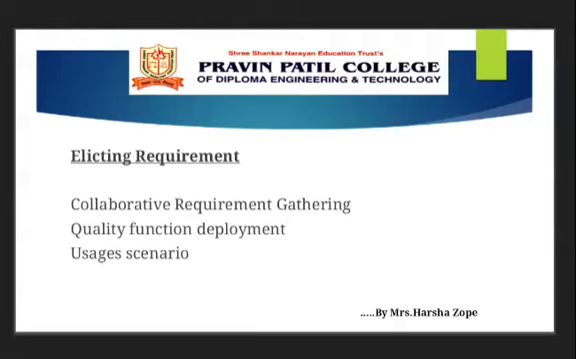Then we will see what quality function deployment is. Quality function deployment is a quality management technique which translates customer needs and wants into technical requirements. This technique was introduced in Japan. Under quality function deployment, there are three types of requirements: first is normal requirement, second is expected requirement and third is exciting requirement.